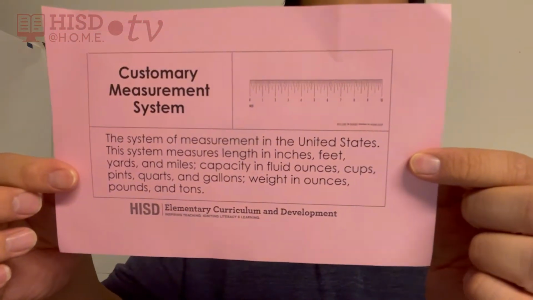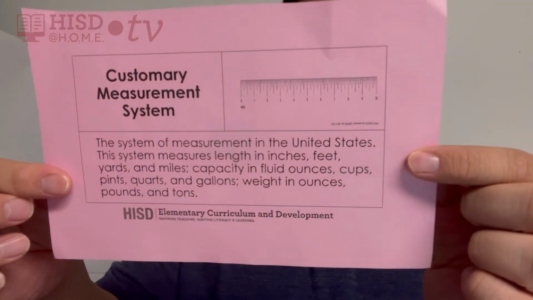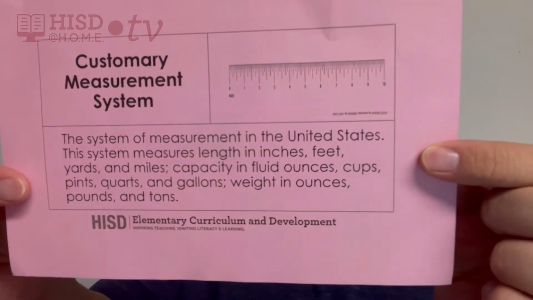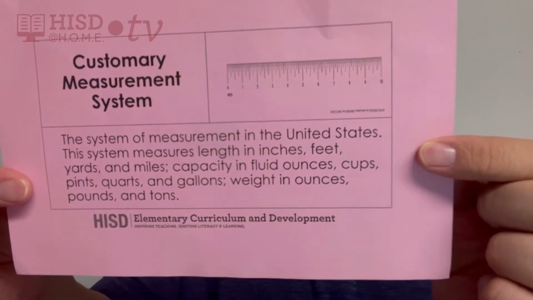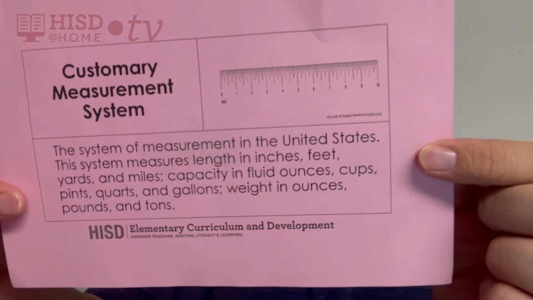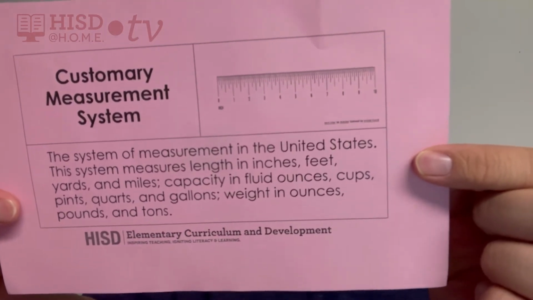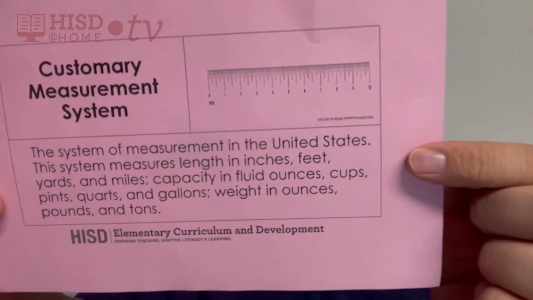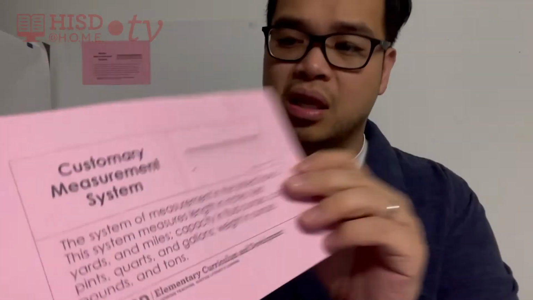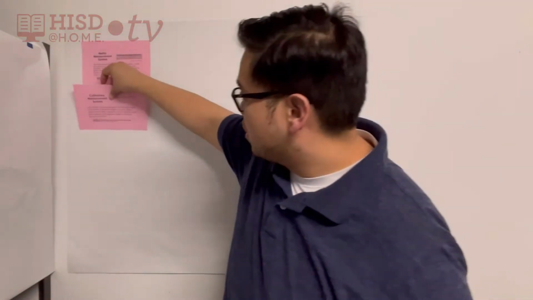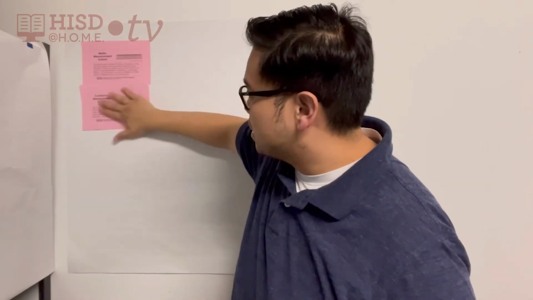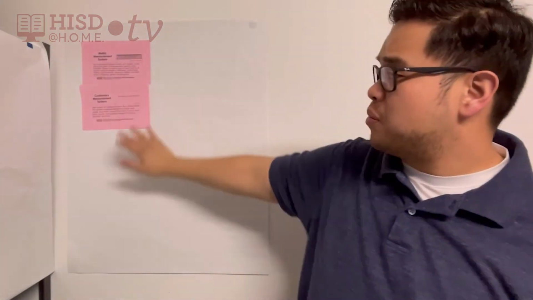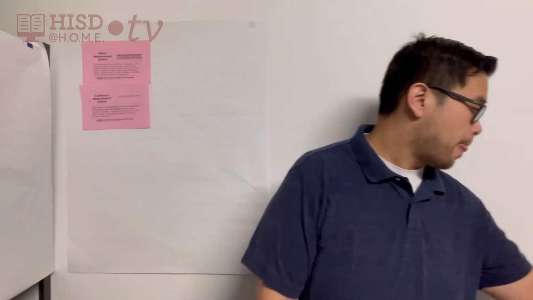Our next word is also something that we talked about last week, the customary measurement system. The system of measurement in the United States, this system measures length in inches, feet, yards, and miles, capacity in fluid ounces, cups, pints, quarts, and gallons, weight in ounces, pounds, and tons. And that's something we only use in the United States. So the United States uses a different measurement system than the rest of the world.